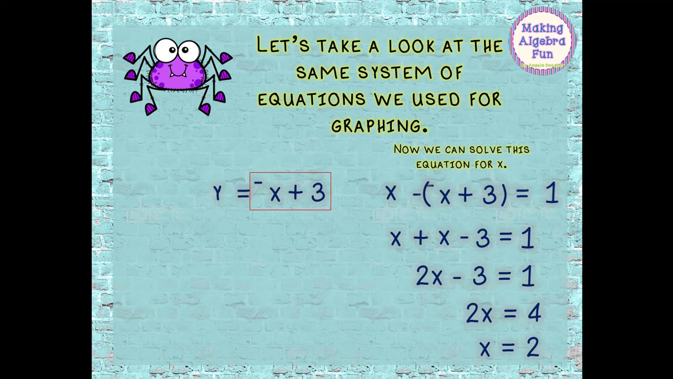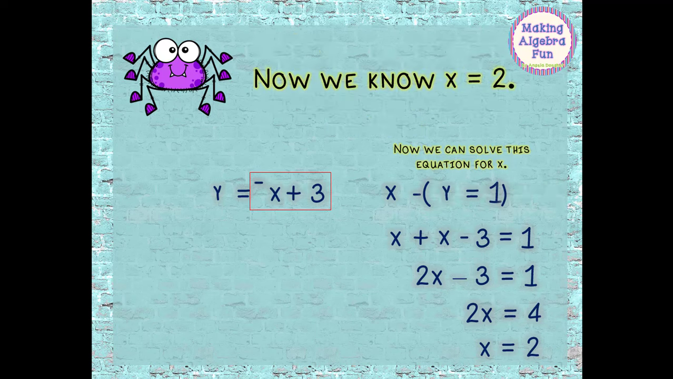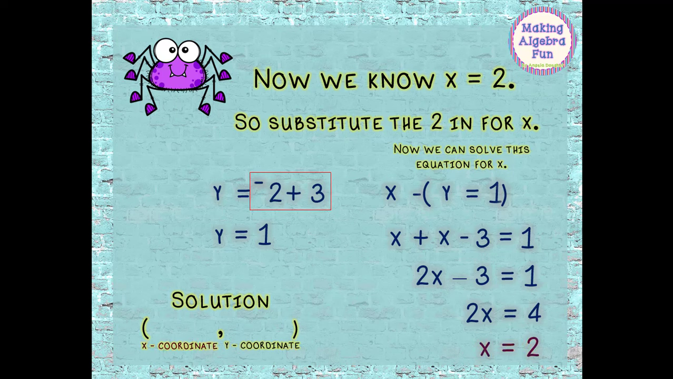Now once you know what x is, you can go back up to the beginning and substitute 2 in place of x, and you can solve it for y. So there's your x. You're going to replace it with 2 since we just found out x is 2. And we're going to continue to solve. Negative 2 plus 3 gives us 1. Now our solution will always be the x coordinate first, so we put the 2 there. And then the y coordinate goes second, so we put the 1 there. It doesn't matter which one we found first. We always put it x and then y.